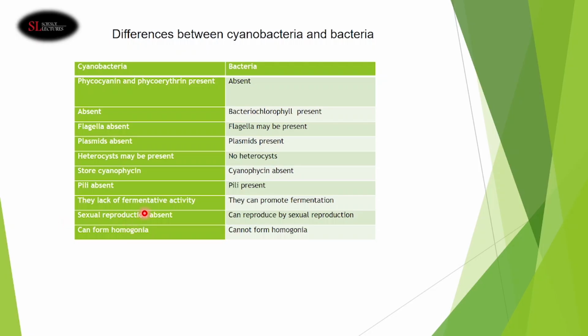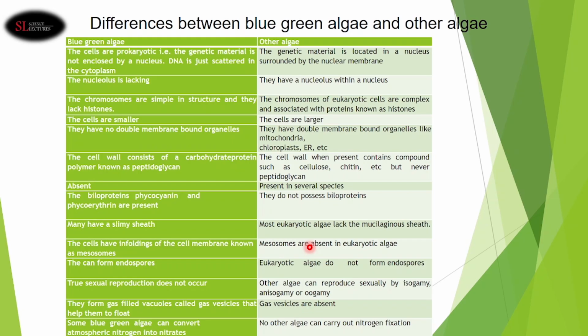Cyanobacteria doesn't have any form of sexual reproduction. Bacteria has different forms of sexual reproduction: conjugation, transformation, and others. Then cyanobacteria can form hormogonia. Bacteria cannot form hormogonia. So we need to compare cyanobacteria with other algae.